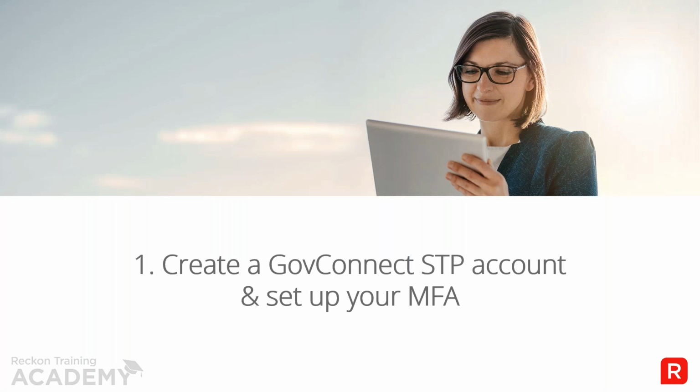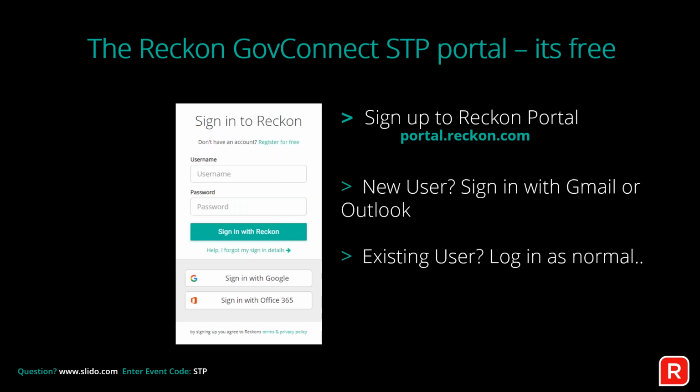So, creating the GovConnect STP account and multi-factor authentication. You do need a Reckon portal ID, which you can create on portal.reckon.com. Just go in and click on register for free and create your ID, which you can use your own email address with your own selected password, or you can choose to use your Google or Office accounts as well. When that's created, just come back in and sign in with those credentials.